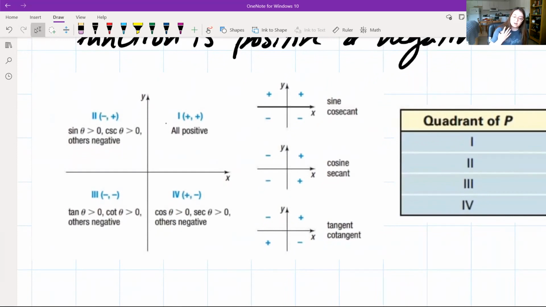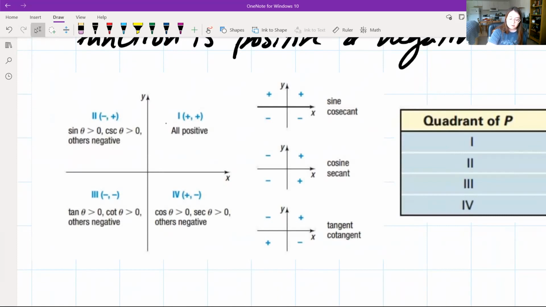So in our bigger graph here, we see that in quadrant 1, we have values of x and y that are both positive. In quadrant 2, we see that x is negative and y is positive. So this means that sine of theta is greater than 0, cosecant of theta is greater than 0, and everything else is going to be negative, because these are the only ones that solely deal with y, which is positive.